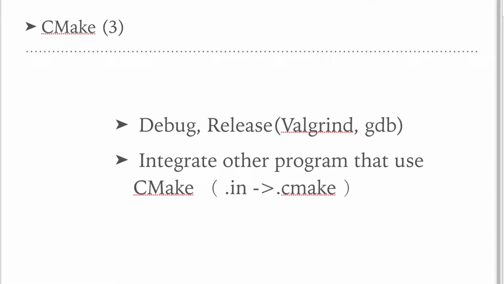For this video, we will still discuss CMake, and we have two subtopics here. The first part is about the debug and release mode in CMake. For example, if you want to use Valgrind or GDB to debug your program, what options should you use in your CMakeLists to build your project? In the second part, we will show you how to integrate other projects into your project by just modifying CMakeLists conveniently. Okay, let's start with the real examples.